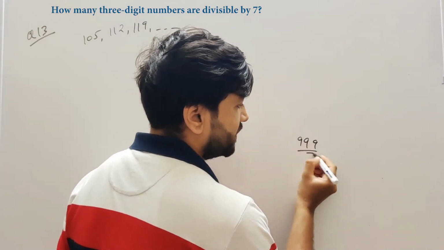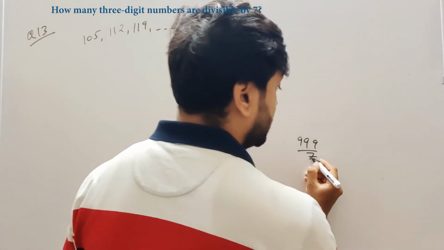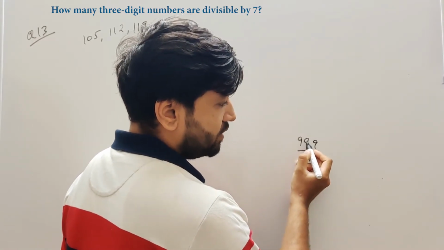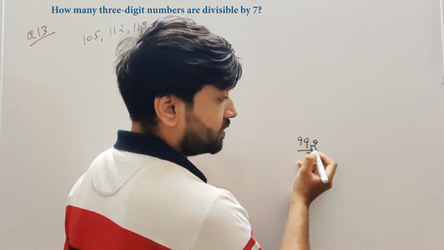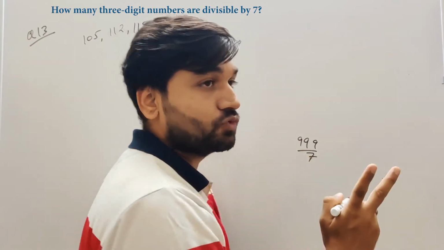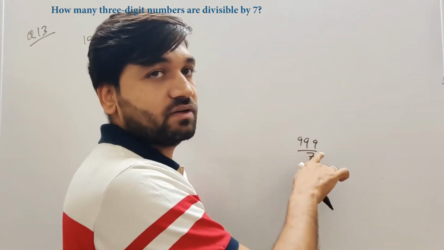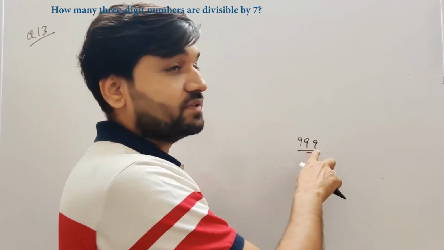So 999, if I divide by 7, what is the remainder? Here, 7 1's are 7, it will become 29. 29 means 7 4's are 28. Then 19. 19 means 7 2's are 14. So 5 is the remainder. So 5 is extra here.